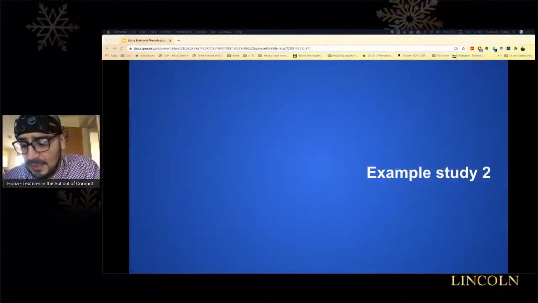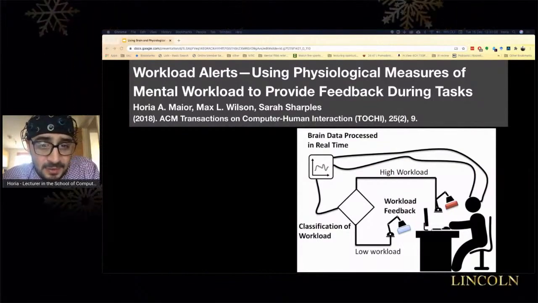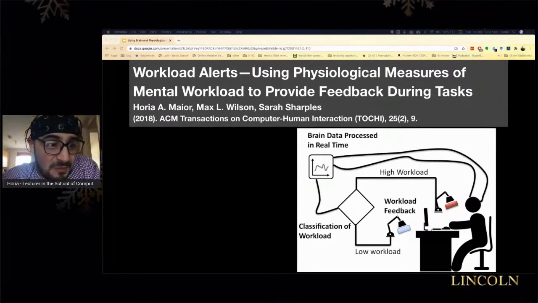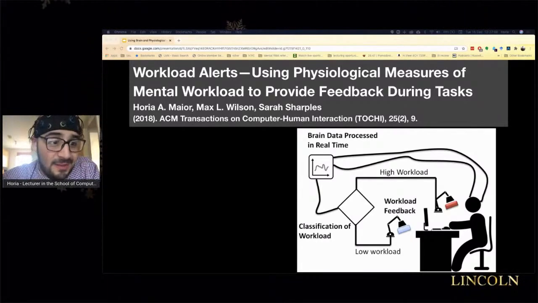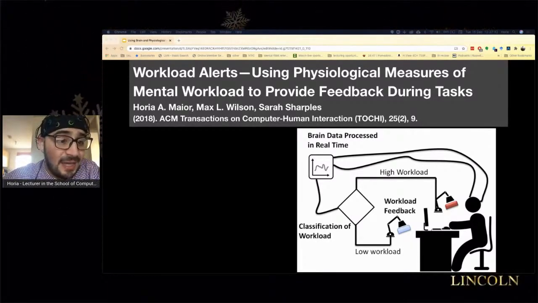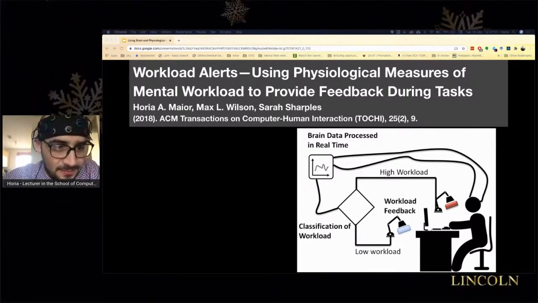Another example of a study looked at measuring a person's brain activity while performing a task and providing them with some feedback. And what we did, we hooked them to a brain scanner. We did the preparation stage or the training stage, in which we detected when they are getting bored or when they are getting overstressed.